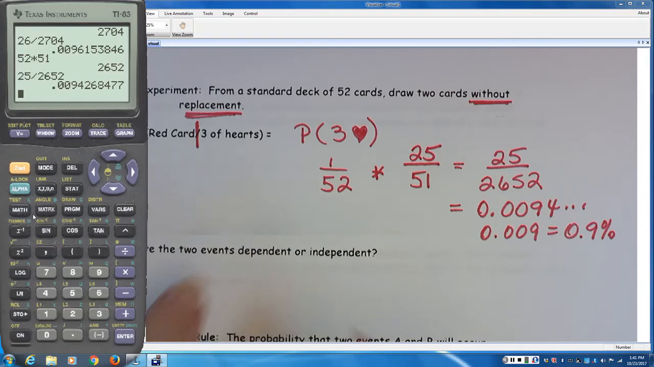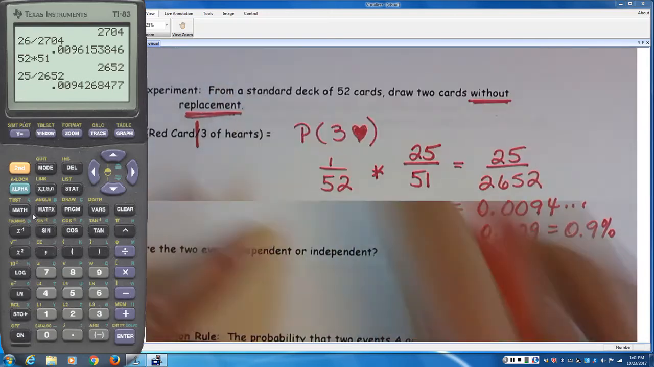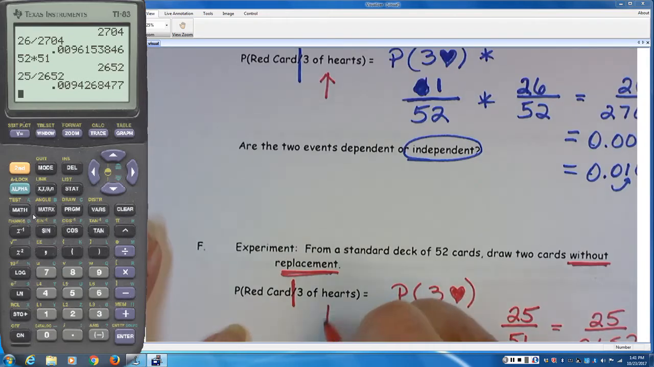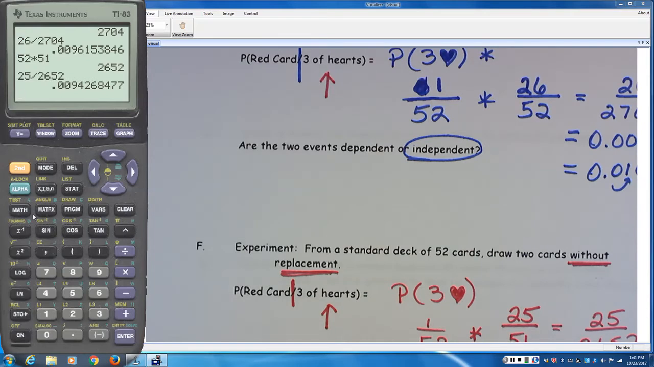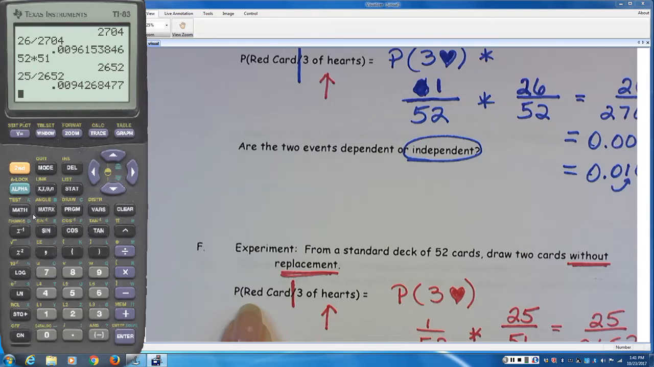Okay, you're always starting out with your given probability. That's always the first one. The one that comes after the line is your first probability. Your second probability is what's in front of the line. And then if it's not going to be replaced, then you have to take into account that it wasn't replaced. As far as it being 1/52, it said specifically the 3 of hearts. How many 3 of hearts are there in the deck?